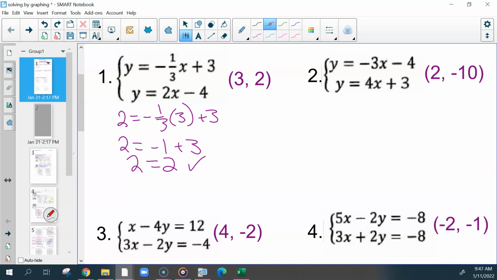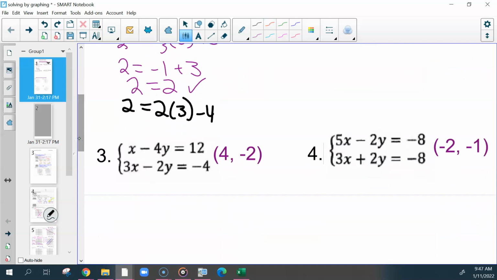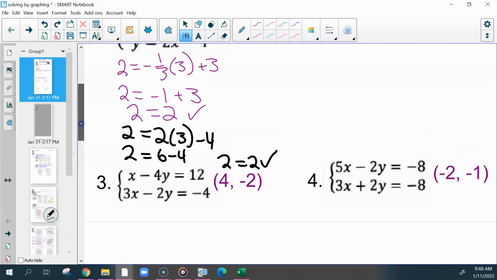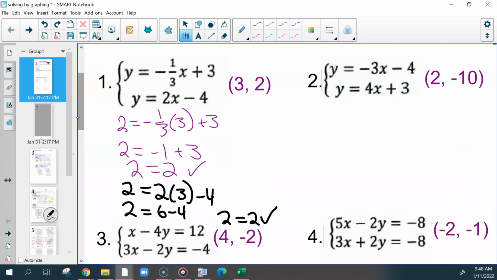So we're going to do the same thing and put 3 and 2 back into x and y for the second equation. So we would get 2 times 3, which is 6. 6 minus 4 is also 2. So that works. So I can say that because it is true for both, this is the solution. Or if we graphed it and we got that answer, that is our actual answer.